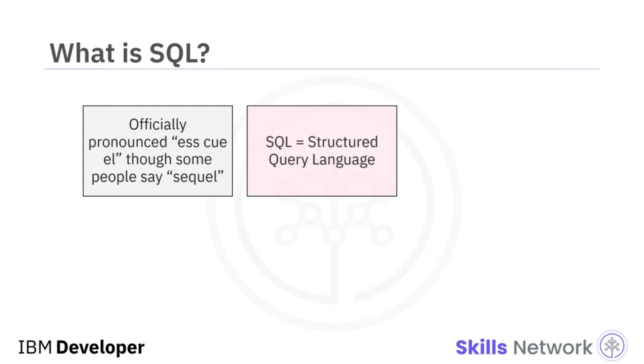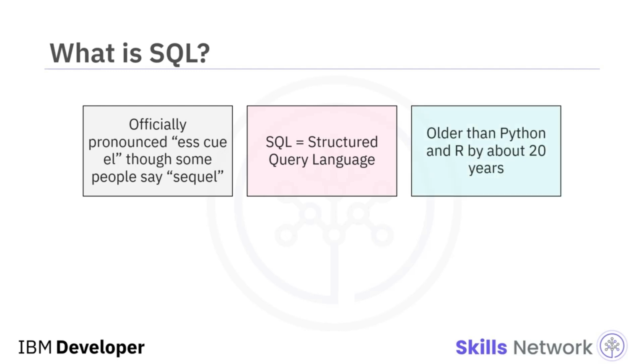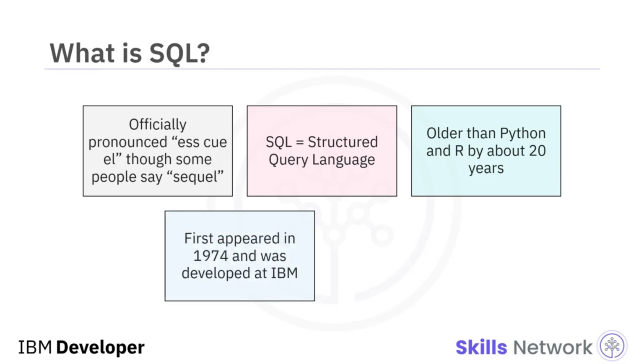And while the acronym stands for Structured Query Language, many people consider SQL different from other software development languages because it is a non-procedural language. Its scope is limited to querying and managing data. While it is not a data science language, data scientists regularly use it because it is simple and powerful. Some other facts about SQL are that it is older than Python and R by about 20 years. It first appeared in 1974 and was developed at IBM.